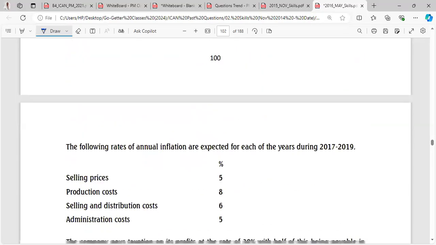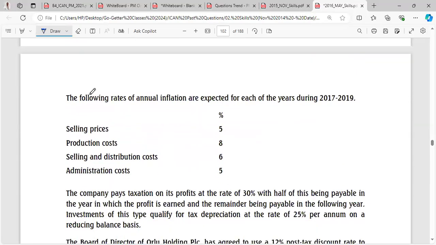We are now told the following rates of annual inflation are expected for each of the years during 2017 and 2019. For selling price, there will be 5% inflation for each of the years. For production cost, there will be 8%. For selling and distribution cost, there will be 6%. Administrative cost, 5%.